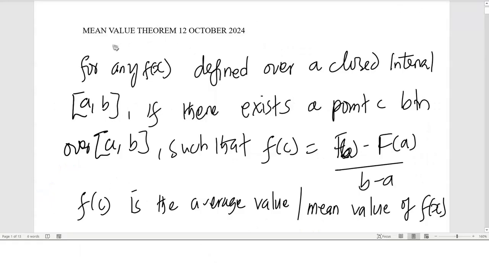We are discussing the mean value theorem. We are saying that for any function f of x that is defined over a closed interval a to b, if there exists a point c over the interval ab, so that f of c is equal to capital F of b minus capital F of a divided by b minus a, then f of c is the average value or the mean value of x.